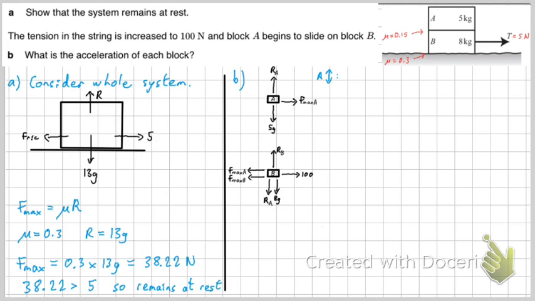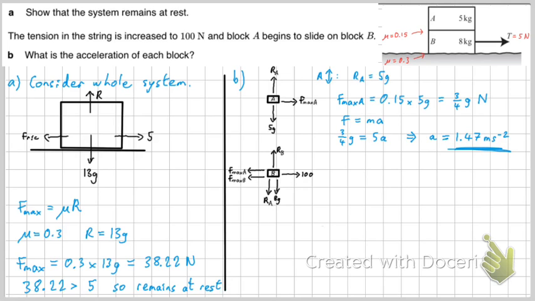We don't need those. Now, coming back to block A, resolving vertically, RA must equal 5g. And that allows us to work out F max A, which is mu times RA, which is 0.15 times 5g, which gives us that expression there, 3/4 g newtons. And that allows us to work out its acceleration using F equals ma. So we've got 3/4 g newtons, mass 5 kilograms, and that gives us a is 1.47 meters per second squared.